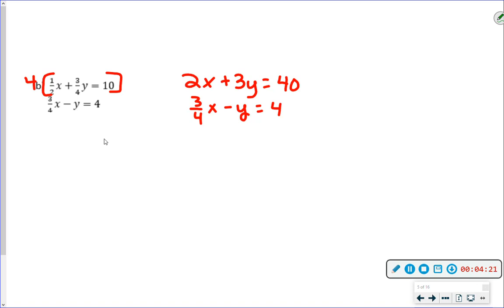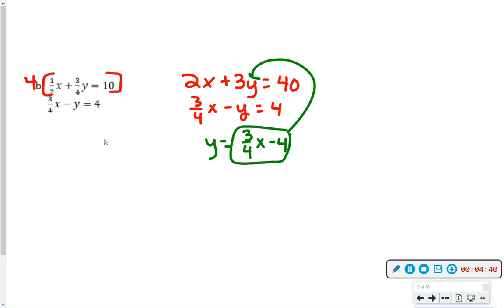Because I'm looking at this, I'm like, okay, I think I can solve the bottom one pretty easy for y. I'm going to add y over and subtract 4. So I'm going to rewrite this as y equals 3/4 x minus 4. And we're just going to have to deal with substituting this in. You might, I'm just going to be honest, want your calculators because the answers are pretty bad fractions. You're welcome.